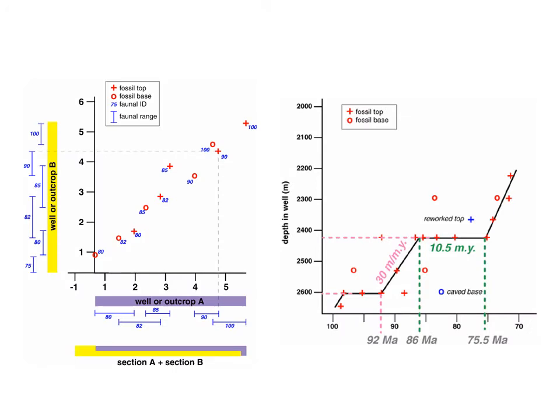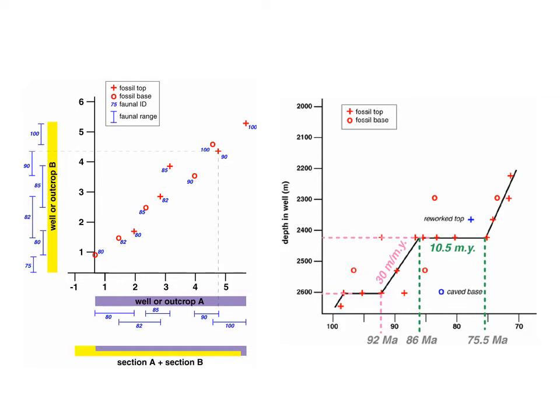So here we have a couple of examples of how we do this. In the image on the left, we have a well or outcrop A, and a well or outcrop B on different axes. Outcrop B is on your vertical axis, and outcrop A is on your horizontal axis. Notice our symbols. The blue numbers are indicating some kind of faunal ID, so species number 100, species number 90, species number 82, and so on. The red squares represent the fossil top. In other words, this is the last appearance datum or its extinction, and the circle represents its speciation or first appearance datum. You'll notice we have a first and last plotted for each faunal ID.